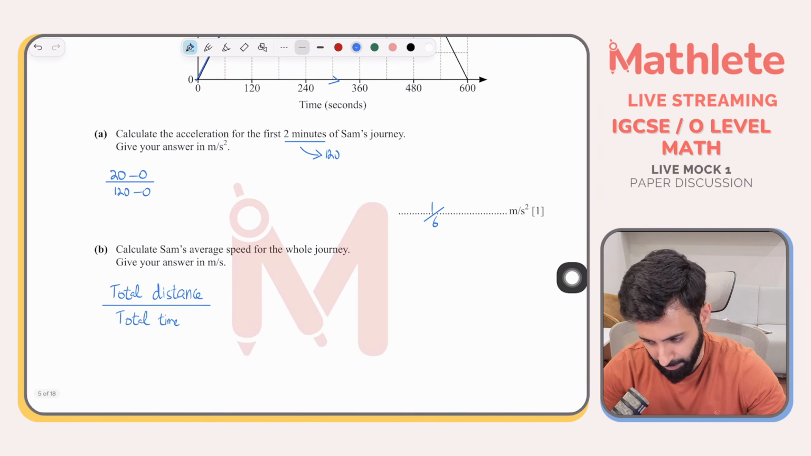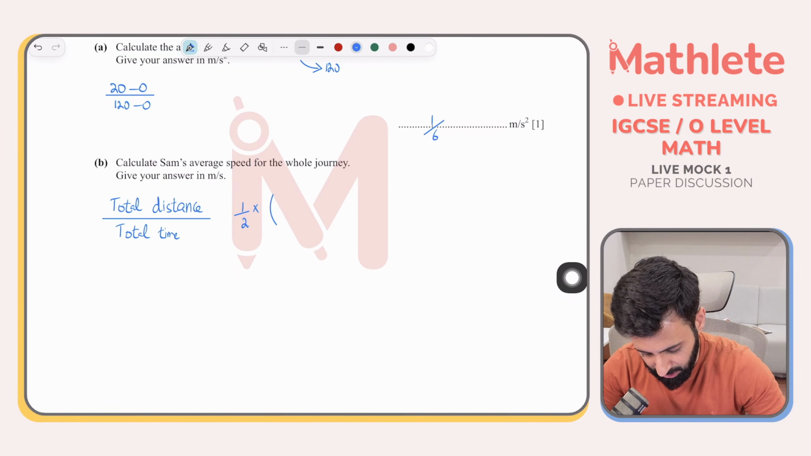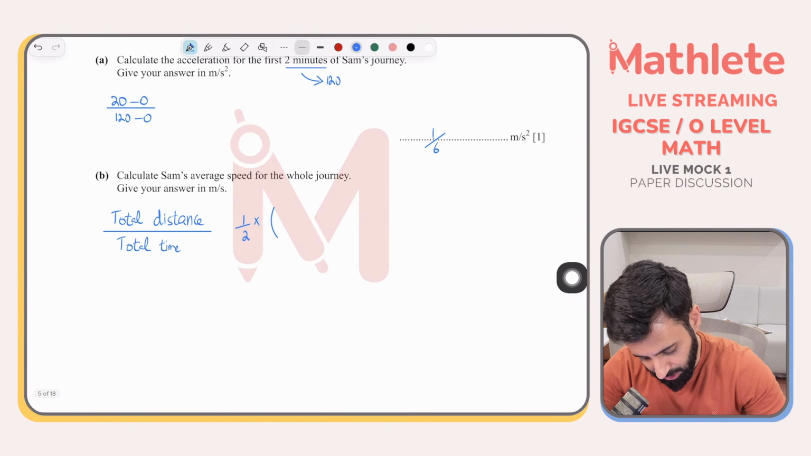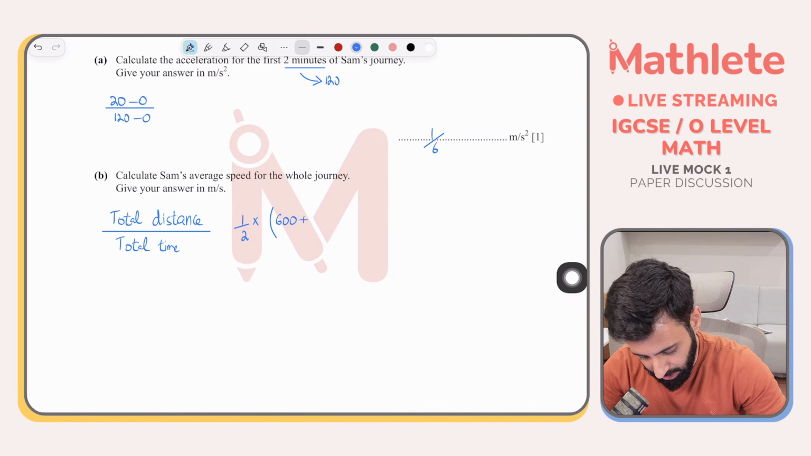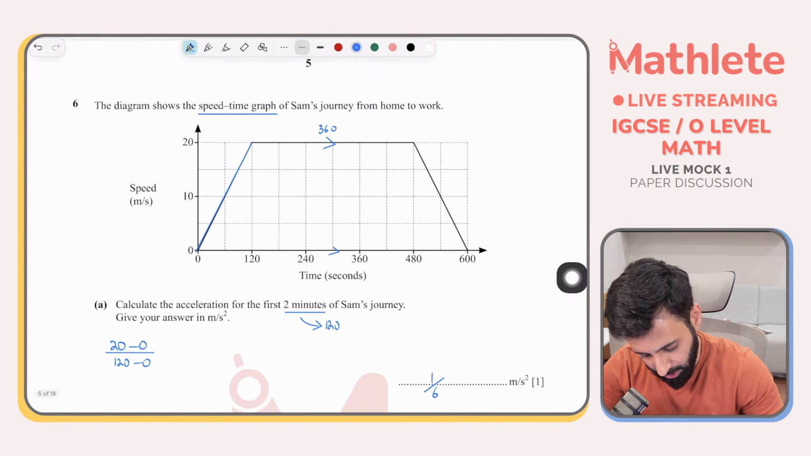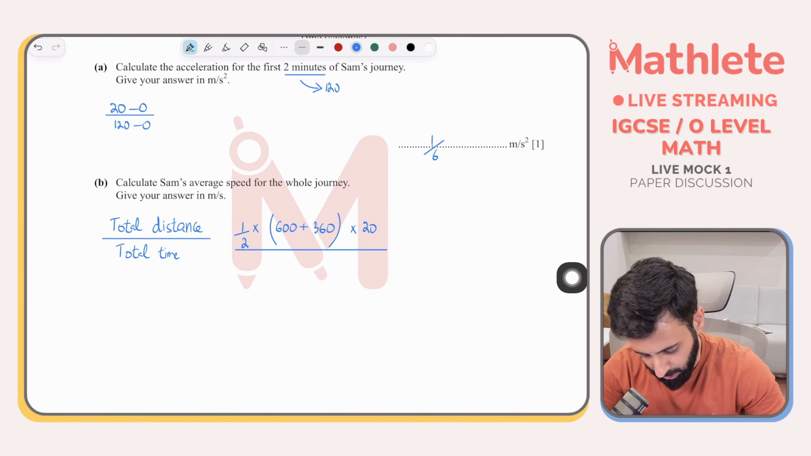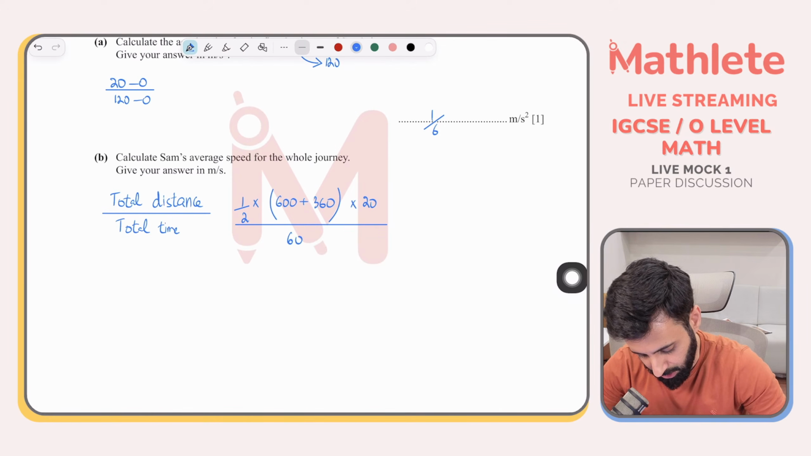Is that correct? Yeah. So total distance is equal to the area under the graph. So half into sum of parallel lengths. The sum of parallel lengths will be 600 plus 360, so 600 plus 360 into the height. What is that equal to? That's equal to 20 divided by the total time. What's the total time? As per the graph, it's equal to 600.